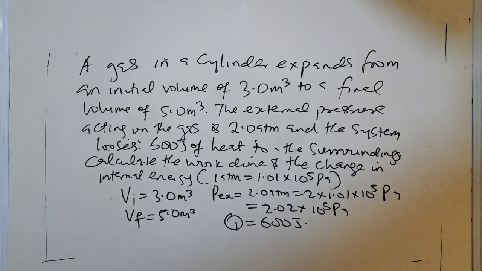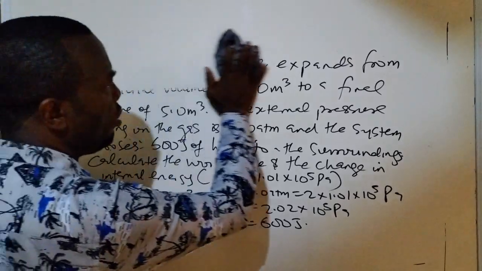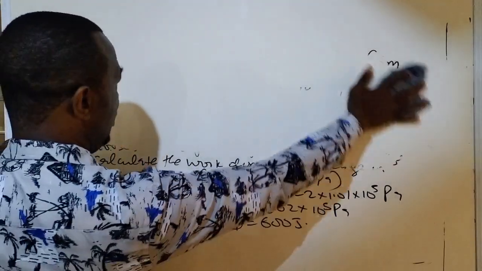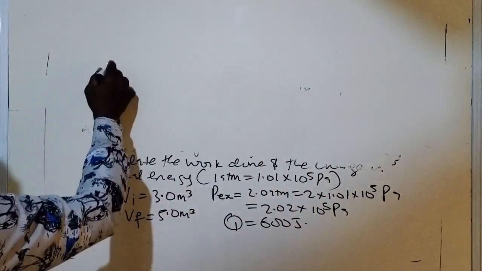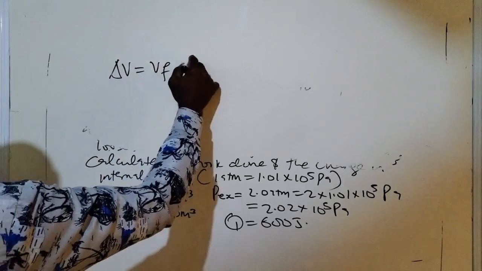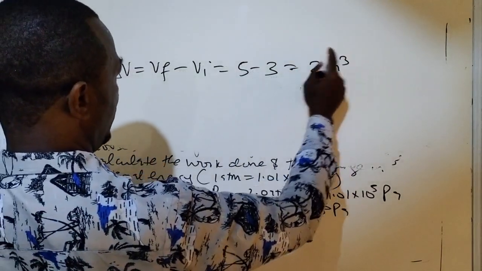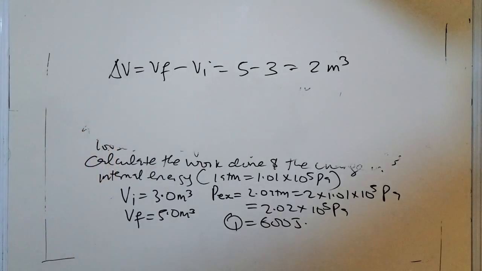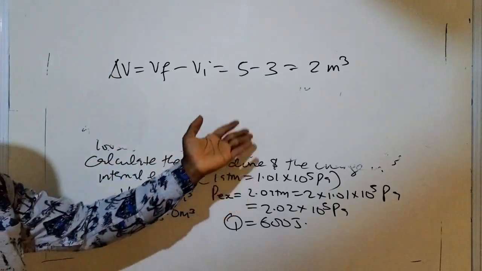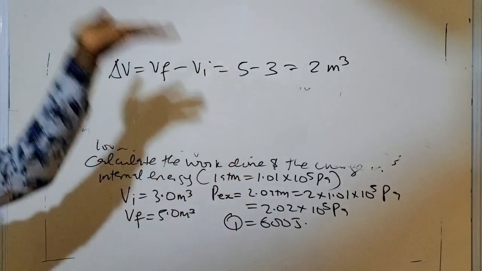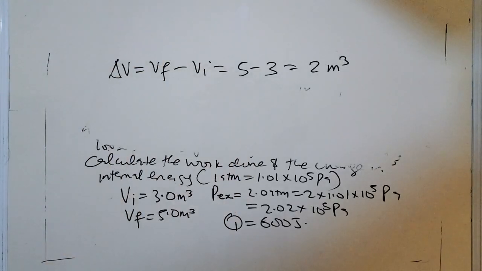So the first question we are asked to do is to find the work done by the system. To find the work done by the system, we'll start by first of all finding the change in volume. So the change in volume becomes final volume minus initial volume, which is 5 minus 3. So in this case, now the change in volume is positive, unlike the previous one, which was negative. The previous one was negative because the gas was being compressed. But this one, because the gas is expanding from a smaller volume to a bigger volume, the piston is going up. So that is positive.